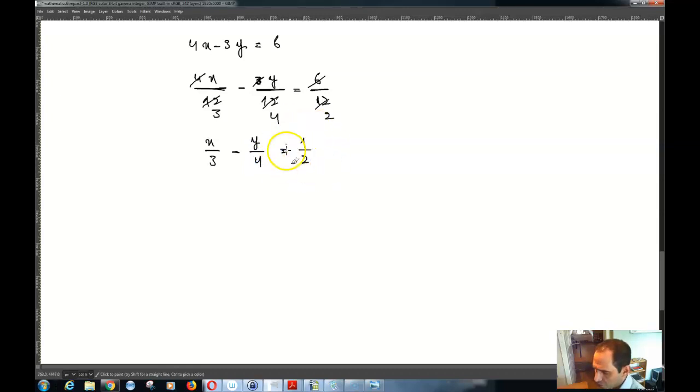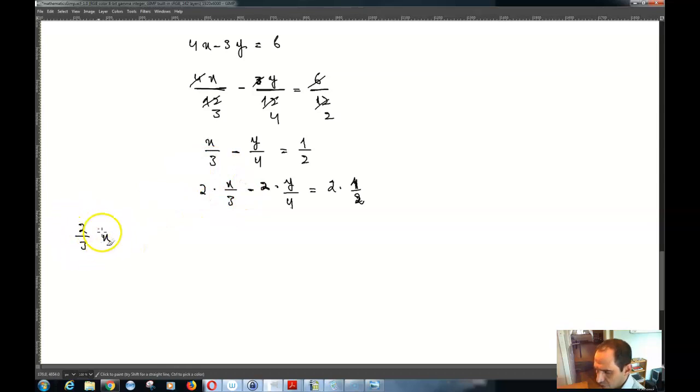Now you want to get a 1 over here, so you want to multiply by 2. If you multiply by 2, you will get 2 times x thirds minus 2 times y divided by 4 is equal to 2 times 1/2. Now this part over here is 2/3 x.